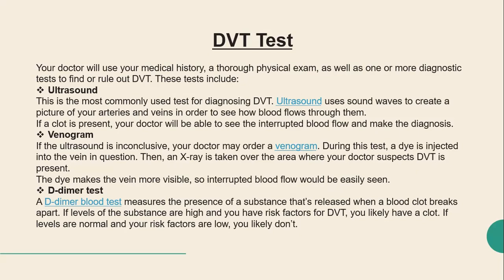D-dimer test measures the presence of a substance that is released when a blood clot breaks apart. If levels of the substance are high and you have risk factors for DVT, you will likely have a clot. And if levels are normal and your risk factors are low, you will not have a DVT.